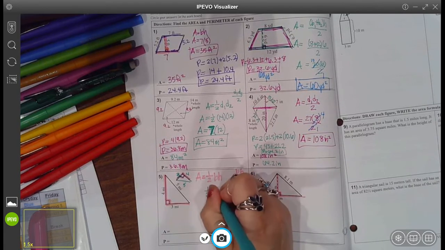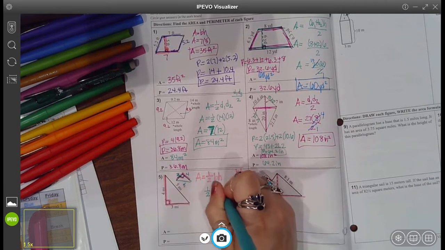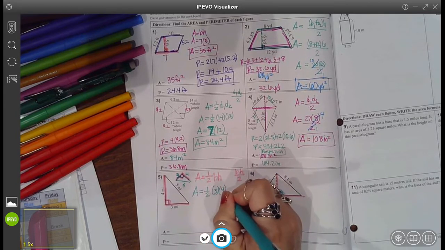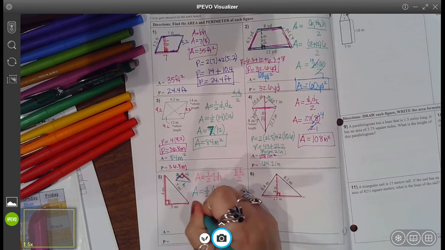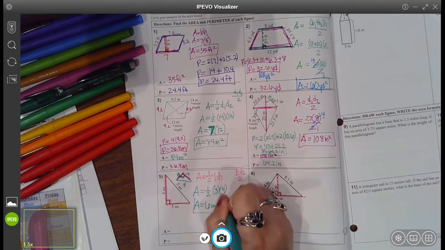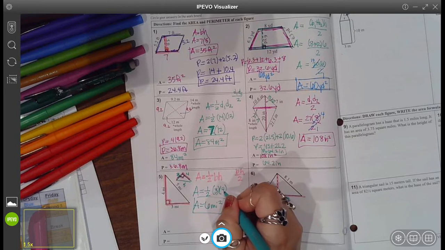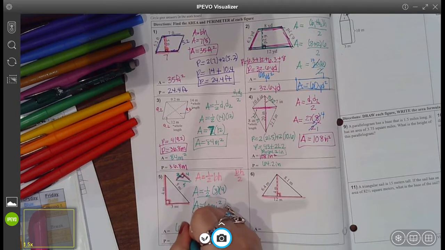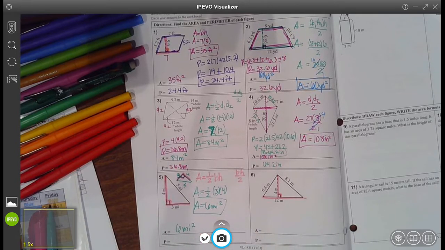1/2 base is 3, height is 4. So you have 3 times 4 is 12. Half of 12 is 6 miles squared. Or you could have done half of 4 is 2, and 2 times 3 also 6. So an area of 6 miles squared.